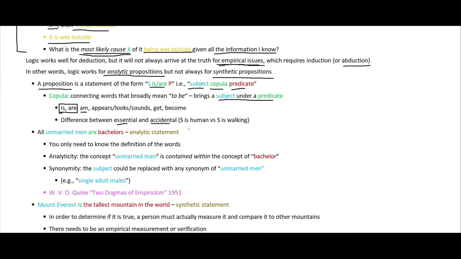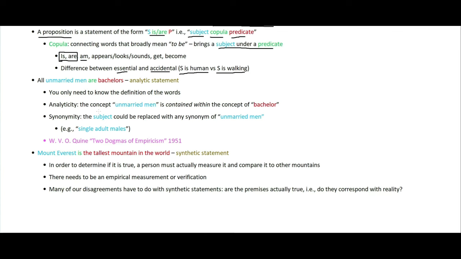So we have S is human, which is an essential one. That one is not going to change at all. Whereas S is walking is accidental, and I guess you could complete it with "right now, at time T." But S is walking is not something that is essential to S, but I'm not going to go too far down that rabbit hole. All right, so let's look at the difference between analytic and synthetic statements.